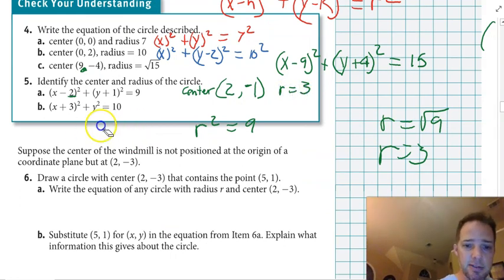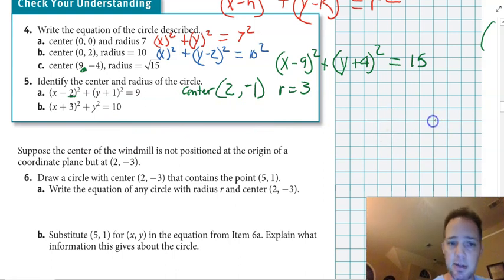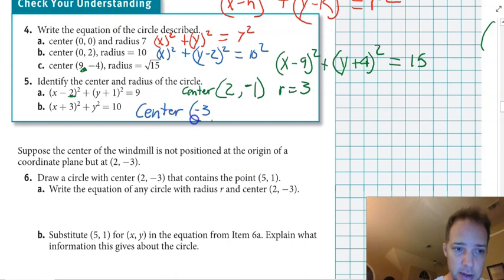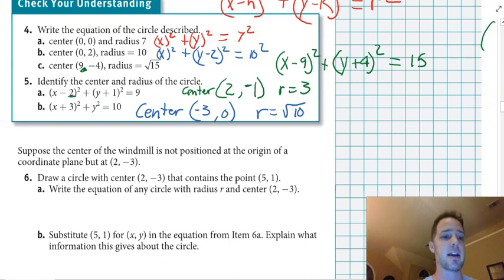Okay, for the next one, I'll just put the answer and you can check and see if you did it correctly. Looks like we get the center is at negative 3 and 0 because nothing is added or subtracted, and r equals the square root of 10. Not just 10, it's got to be r squared equals 10, and when you solve you have to do the square root on both sides.